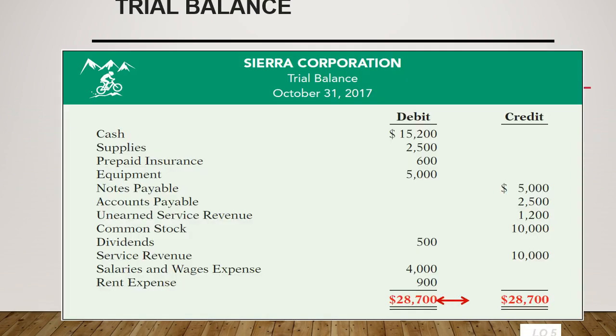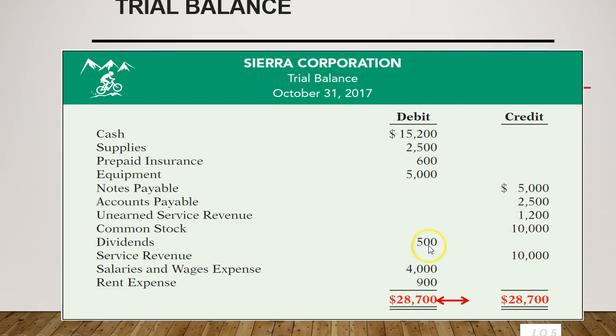Here we have a sample of our trial balance. This was prepared at the end of the accounting period. Notice the account titles: assets, liabilities, stockholders' equity, revenue accounts, and expenses. List the account titles first on your trial balance. The account balances are coming from the ledger account. If the account has a debit balance, you record it on the debit side of the trial balance. If the account has a credit balance, you record it on the credit side of the trial balance.